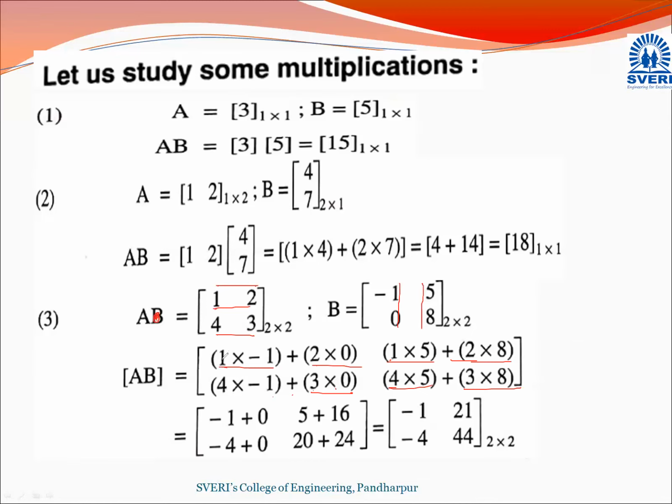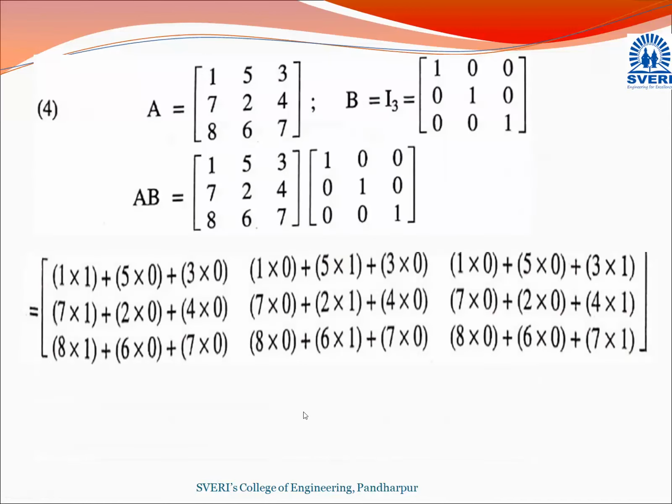Calculating this, 1 into minus 1 plus 0, 5 plus 16, minus 4 plus 0, 20 plus 24. So finally we are getting the multiplication of the two matrices: minus 1, 21, minus 4, 44. So here a 3 by 3 matrix is given, matrix A and matrix B. In the same way, we are going to multiply them.